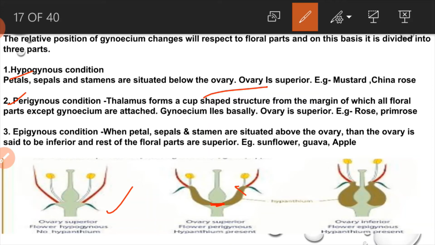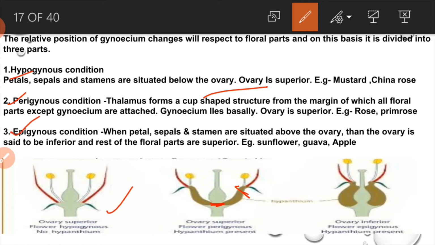Now they are inserted on the rim. As a result, here the ovary is considered as superior and the other parts are inferior. So in this case, the examples are rose, primrose.